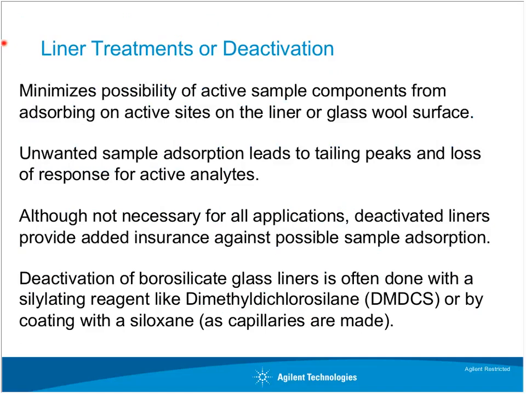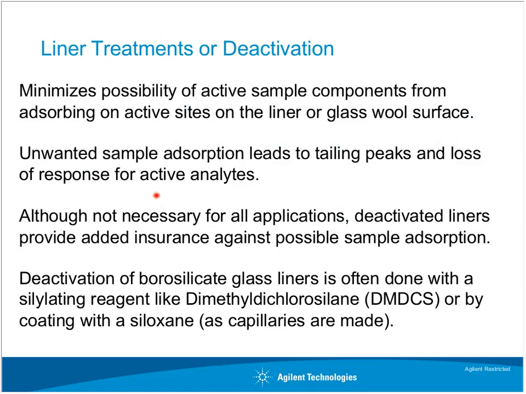So then the liner treatments and deactivations that we have for that, again, we want to make it nice and inert so that we can prevent the active components from absorbing or degrading on that glass liner or glass wool surface. That'll lead to tailing, loss of response. Endrin and DDT, for those folks out there that are doing some environmental analysis, those will degrade in an inlet and you'll get degradation products.